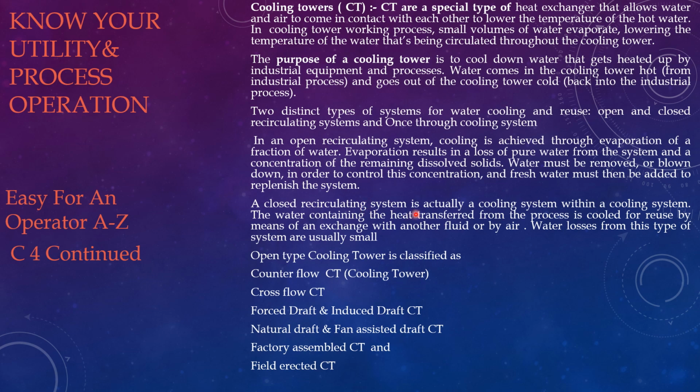A closed recirculating system is actually a cooling system within a cooling system. The water containing the heat transferred from the process is cooled for reuse by means of an exchange with another fluid or by air. Water losses from this type of system are usually small.